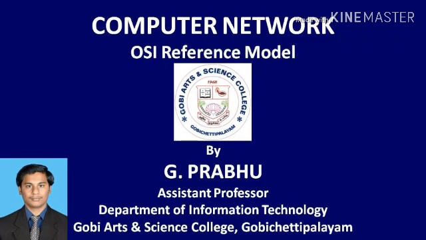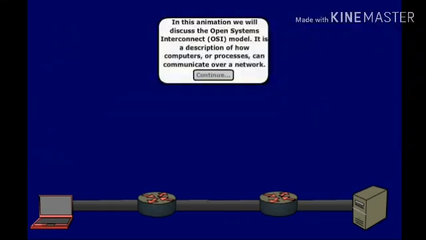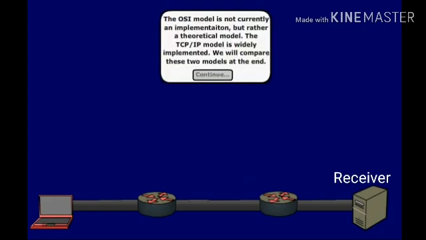Today we have discussed the OSI reference model with animation. In this animation, we will discuss the Open System Interconnect model. It is a description of how computers or processes can communicate over a network. Here, the sender end sends the messages and the receiver end receives the messages via the OSI model.